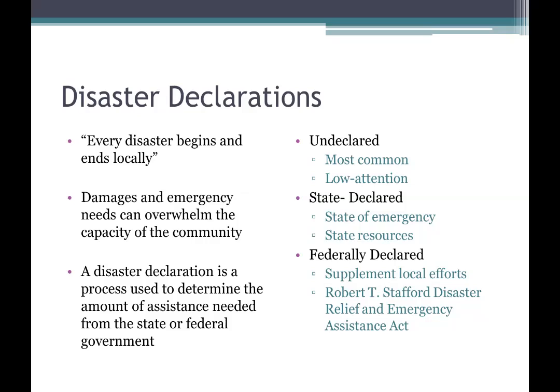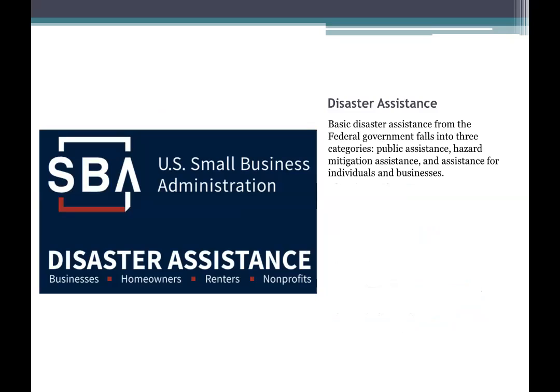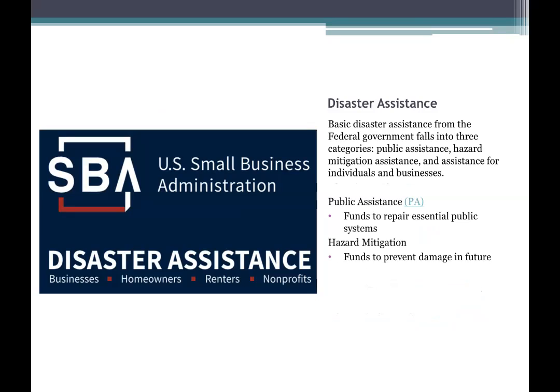And probably one of the most confusing things is disaster assistance. People are wondering what is available, how do I access it, what happened. So starting from the top down, disaster assistance from the government can fall into three basic categories: public assistance, hazard mitigation assistance, and assistance for individuals and businesses. Public assistance is funds used to repair essential public systems, things like utilities, roads, networks, things like that. That is a public service that everyone needs to function.